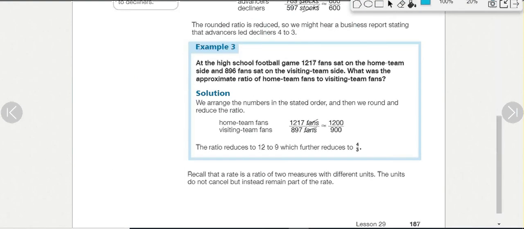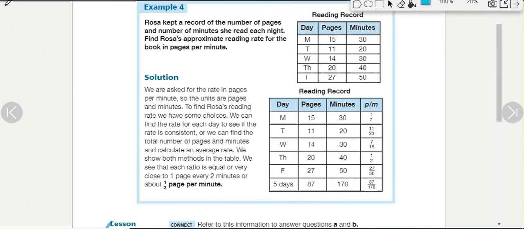Rate is its own term. A rate is a ratio, special kind, with different units. In example 4, we're doing rates. Rosa kept a record of number of pages and number of minutes each night for like a week. She's got Monday, Tuesday, Wednesday, Thursday, Friday here. Find her approximate, so we're going to estimate this, reading rate for the book in pages per minute.